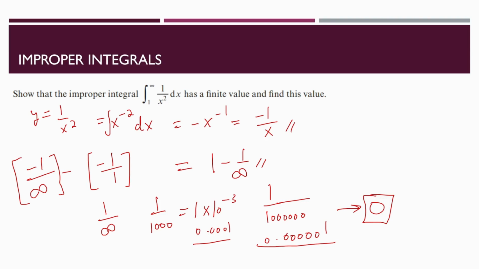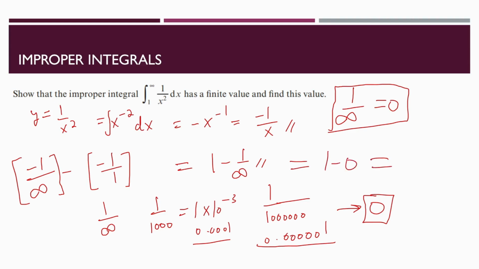So what you can say is that 1 over infinity becomes 0. This is what you have to understand. As the denominator is approaching a greater and greater value, your answer is going to become 0. So you can type it out here, 1 minus 0, and this is going to give you 1. So this is the finite value that they are talking about.